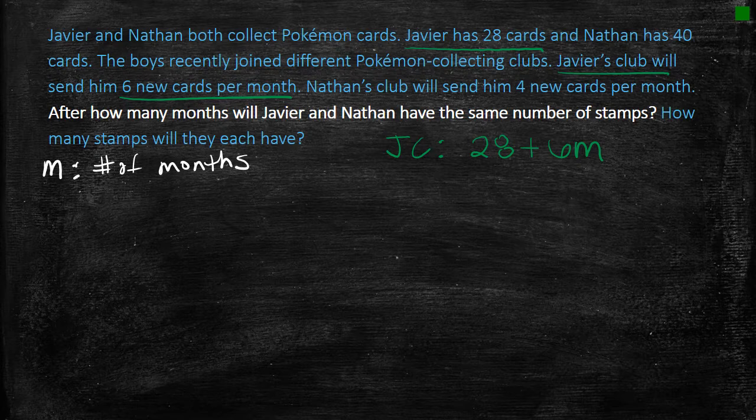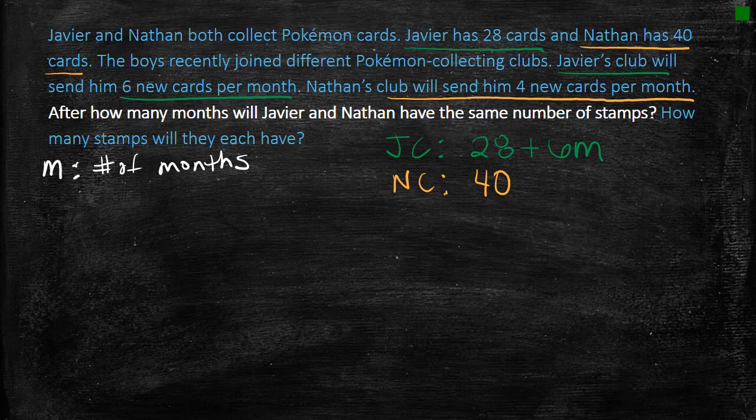Now let's look at Nathan. What do we know about him? Nathan has 40 cards, and his club will send him 4 new cards per month. So I'm going to use NC, and I'm just abbreviating that that's Nathan's club. Nathan's club started with 40 cards, and he's going to get an additional 4 cards each month. And I know that the M is going to go next to the 4 because it's going to be plus 4, plus 4, plus 4 for each month.